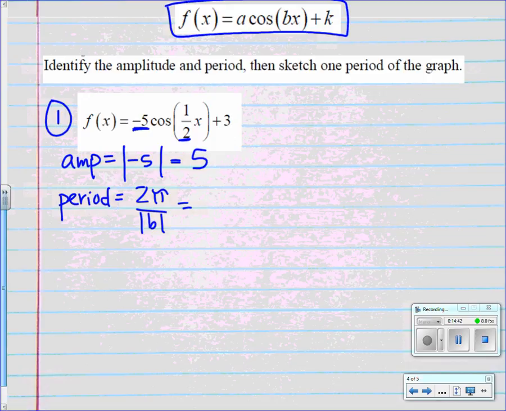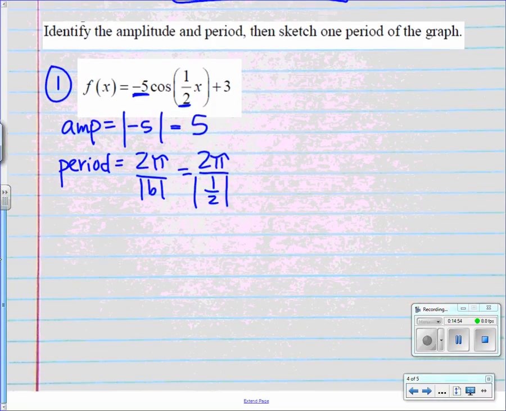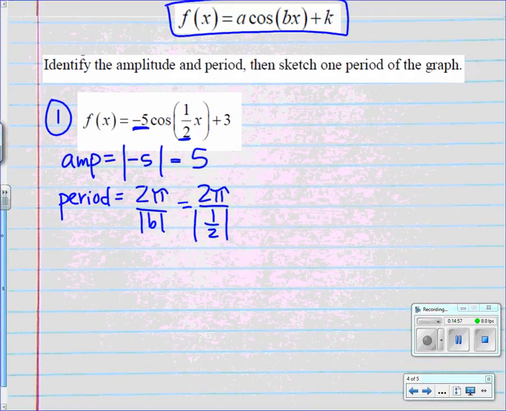So b is this 1/2. So what is 2 pi divided by the absolute value of 1/2? Well, 1/2's positive, so we can just not worry about the absolute value part. But what's 2 pi divided by 1/2? What do you do when you divide fractions?